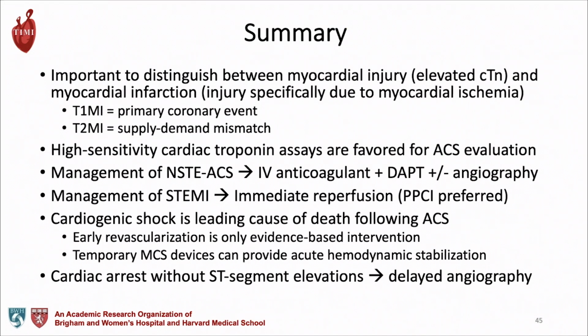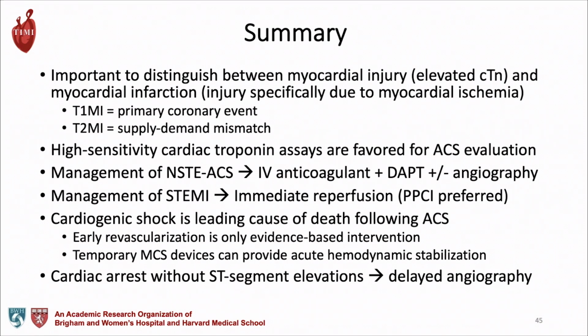So in summary, the key points from this talk are: it's important to distinguish between myocardial injury, which is reflected by an elevated troponin, and myocardial infarction, which is myocardial injury that occurs specifically in the context of myocardial ischemia. It's also important to distinguish between type 1 myocardial infarctions, which are primary coronary events, and those are the ones where we want to revascularize patients, as compared with type 2 myocardial infarctions, which are related to mismatches between myocardial oxygen supply and demand.